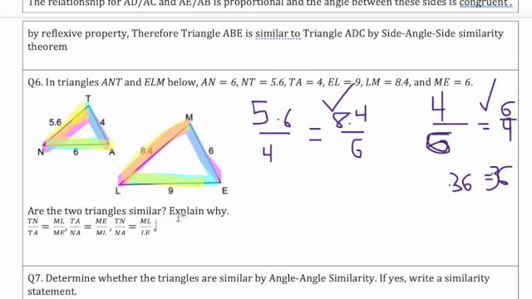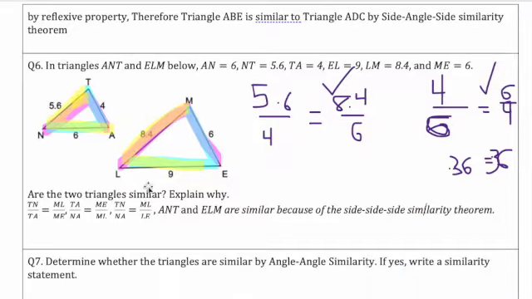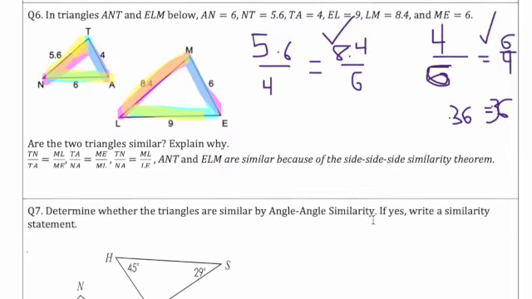But okay, so we have triangles. The two triangles are congruent. Or not congruent, or similar. Triangles are similar, right? Because of the side similarity theorem. Okay, and this says that if all the sides are proportionate to each other, then the triangles are similar.